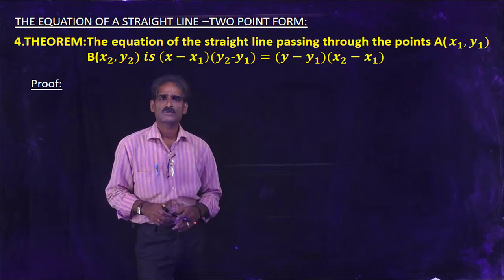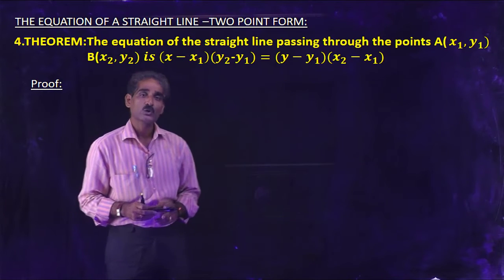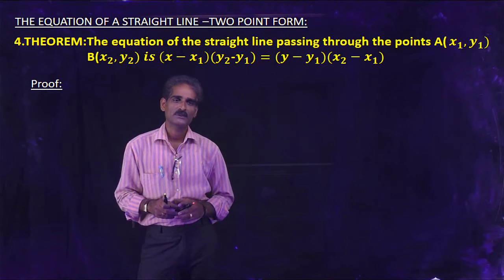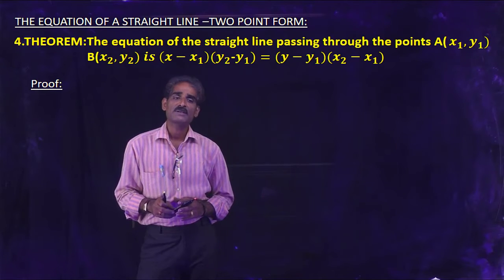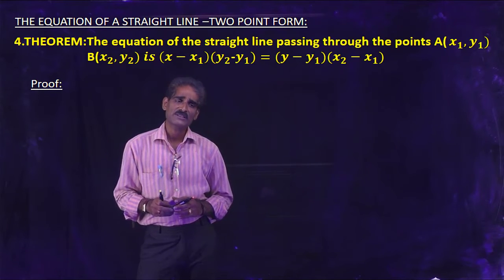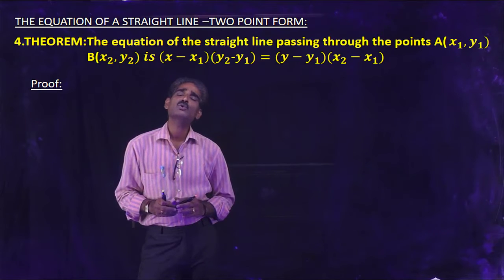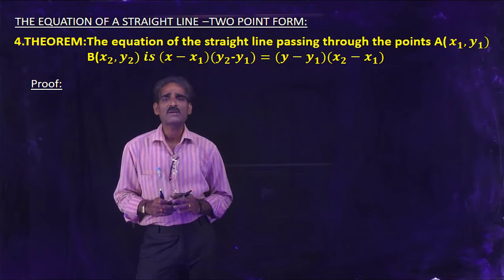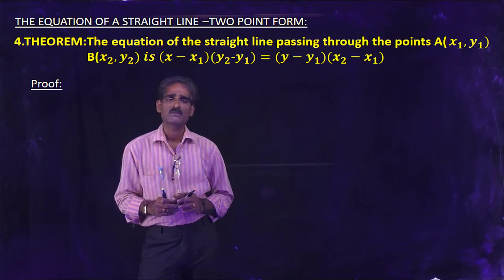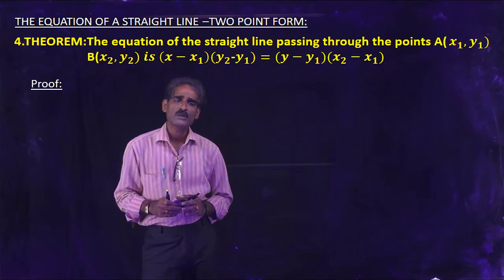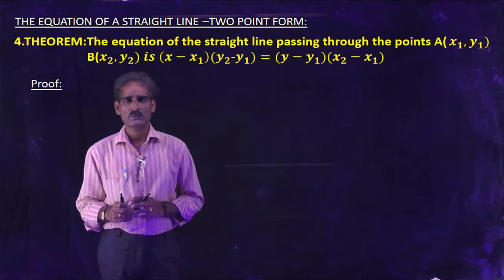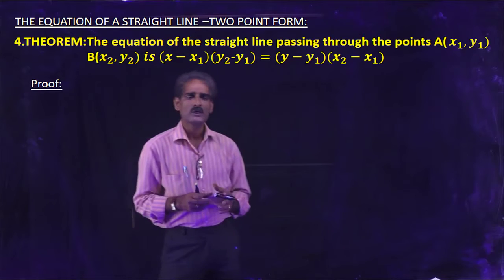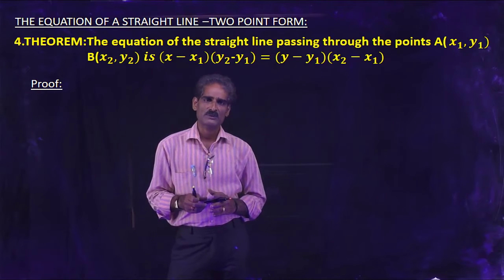So now see this theorem. 2-point form, the equation of a straight line in 2-point form. Now the statement is: the equation of the straight line passing through the 2 points A (x1, y1) and B (x2, y2) is (y minus y1) into (x2 minus x1) is equal to (x minus x1) into (y2 minus y1). We can also read it as (x minus x1) into (y2 minus y1) equal to (y minus y1) into (x2 minus x1).